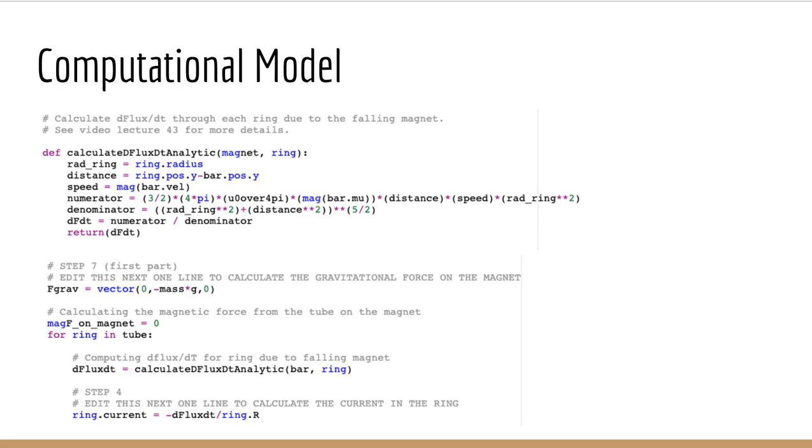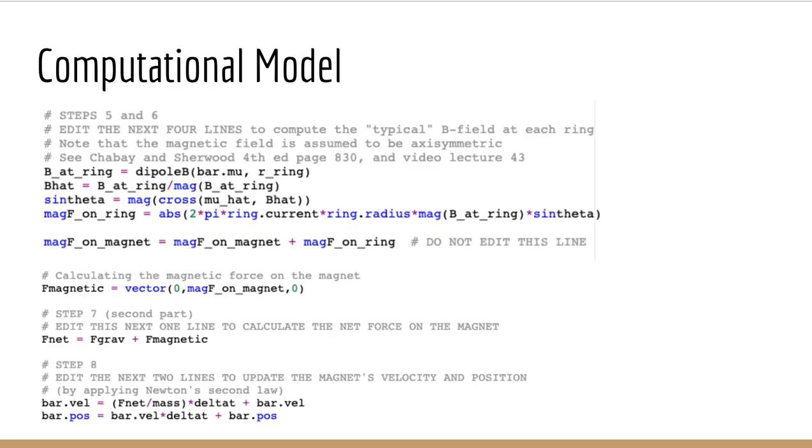At the top of this code, the flux is calculated, and then the magnetic force on the magnet is also calculated, and then the currents that are produced are also found here. Here, the B field is computed at each ring, and then I calculated the magnetic force on the magnet. And then I updated the magnet's velocity and position accordingly.